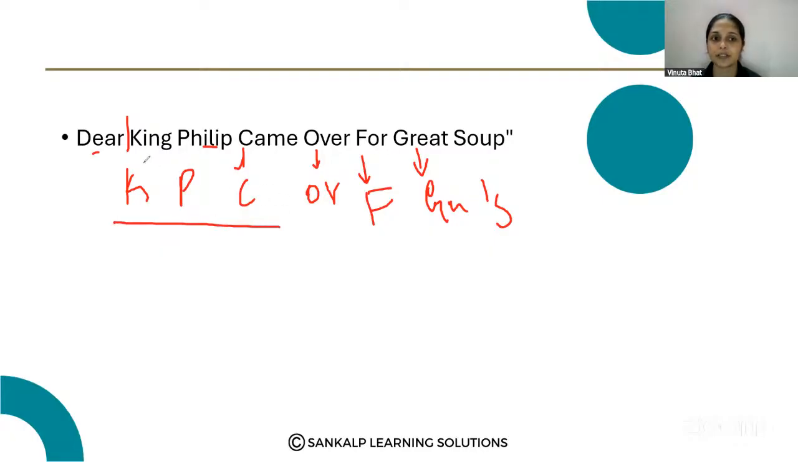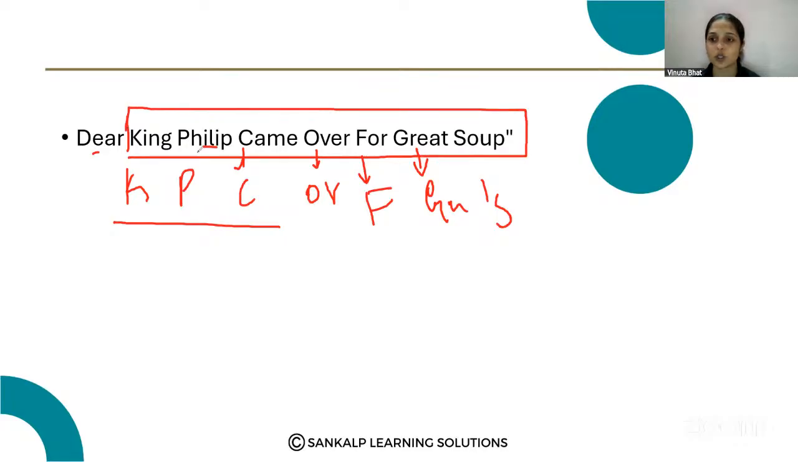If you remember this mnemonic, you can write all the taxonomic hierarchy in order. King Philip came over for great soup.